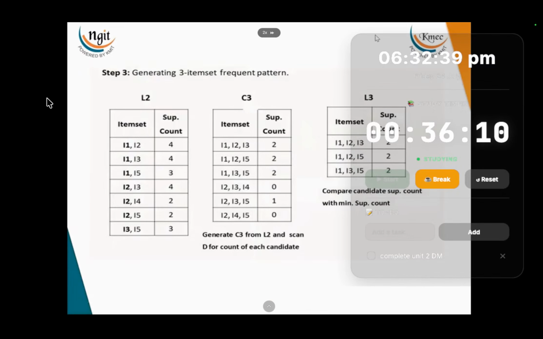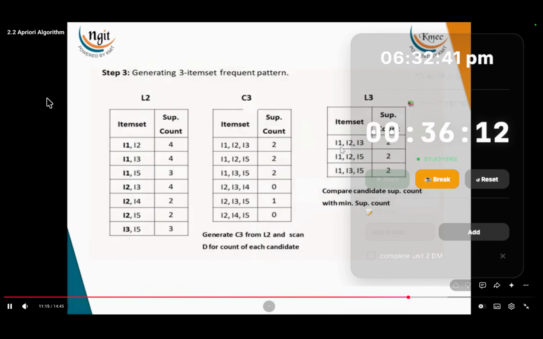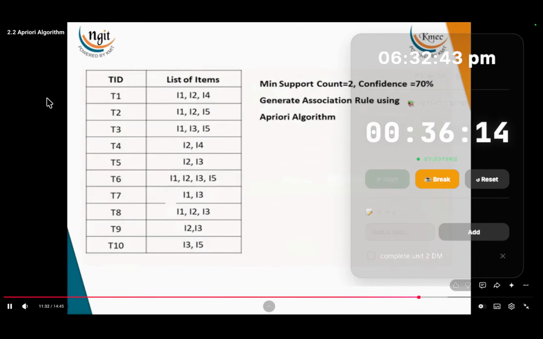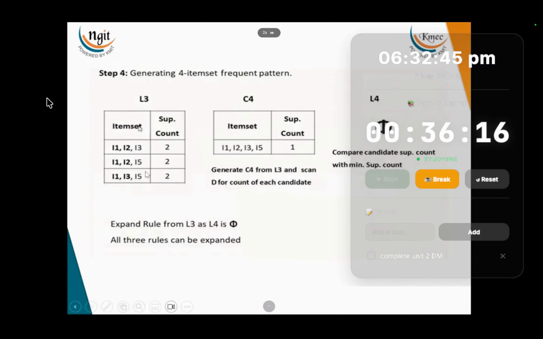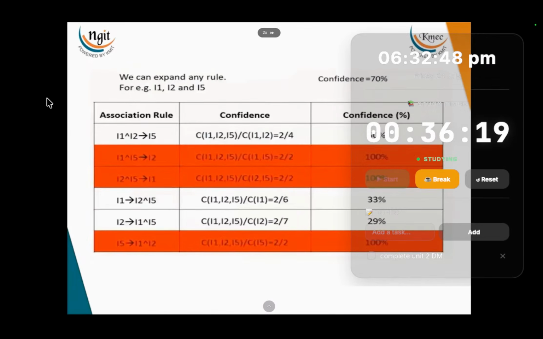Now what we need to do is create the four-item set frequent pattern. When you want to create the four-item set frequent pattern, what will it have? What is the count we need to have? So simply you can write it as I1, I2, and I5, right? Using this, now we'll derive the association rules based on the confidence, okay?